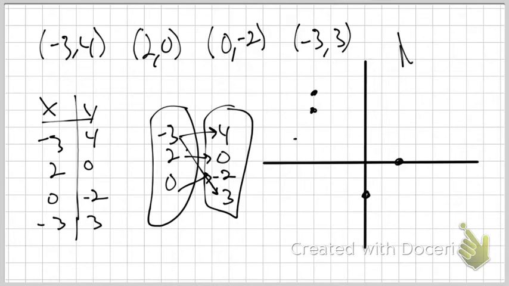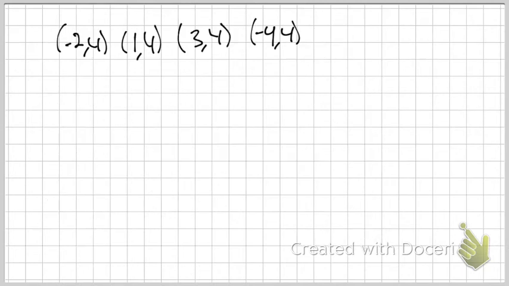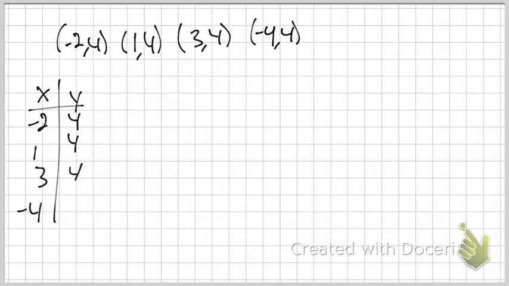Just for extra, this one is not a function. The vertical line test shows that domain -3 has two ranges, both 4 and 3. Alright, let's check out an XY table for this relation. I have 2, 4, 1, 4, 3, 4, -4, 4. You might notice all of our range, we just have a range of 4.